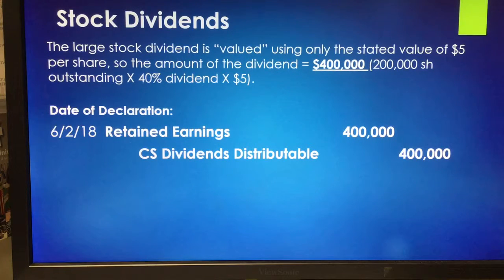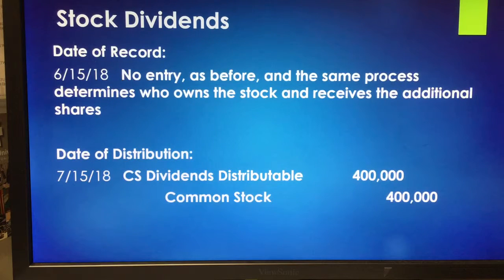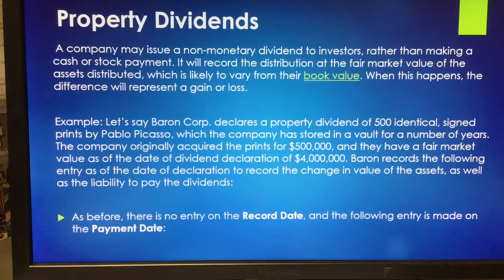And here's the entry. We simply debit retained earnings and credit common stock dividends distributable for the full amount. There's no allocation of that between common stock and paid-in capital in excess of par here. And on the date of record, once again, no entry. And on the date of distribution, you see it right there: debit common stock dividends distributable, credit common stock. So you see, hopefully, the parallelism there. That's about as far as we'll go right now.